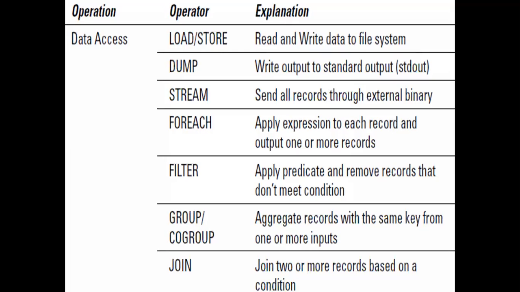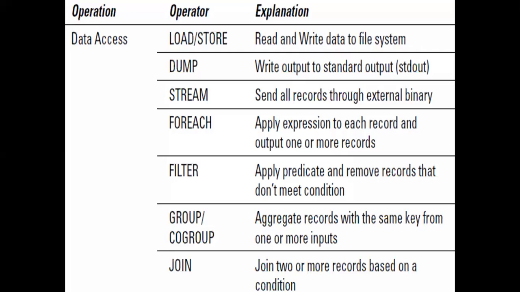Then group or co-group. Aggregate the records with the same key from one or more inputs. The same key is there, so we need to make unique keys. We are going to group those particular records from one or more inputs, and we are going to aggregate.